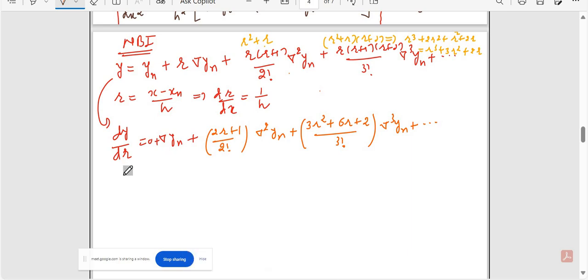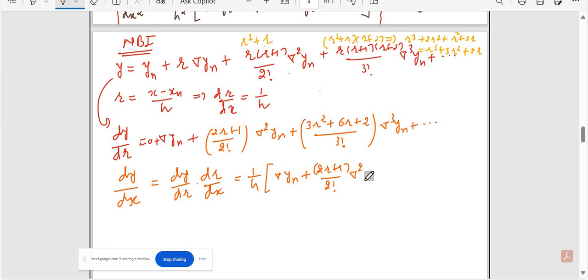Okay, so now we will get our first derivative dy by dx is equal to dy by dr into dr by dx, as we already done that part. So 1 upon h, and copy this answer here. So Δyn plus 2r plus 1 divided by 2 factorial Δ square yn plus 3r square plus 6r plus 2 divided by 3 factorial into Δ cube yn and so on. Done? Everybody understand?